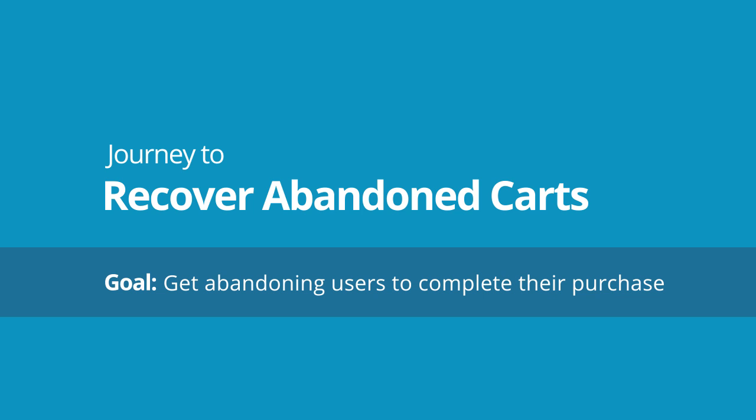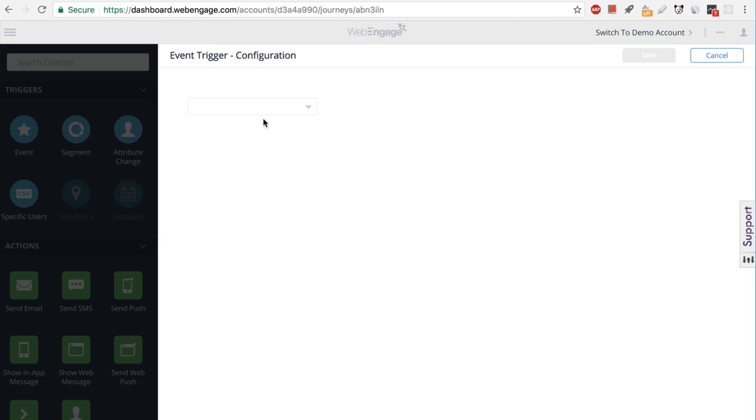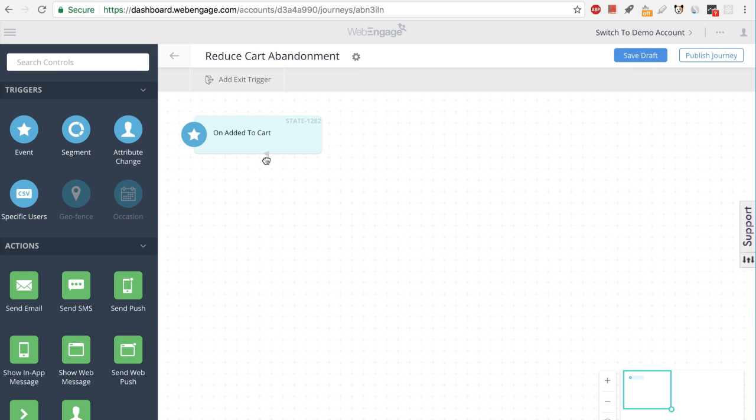Say we're designing a journey for users who've abandoned their shopping carts. The goal of this journey is, obviously, to get as many of such on-the-fence users to complete their transactions. So let's do this. The journey begins when someone adds an item to their shopping cart. This is represented by an event trigger in your Journey Designer.